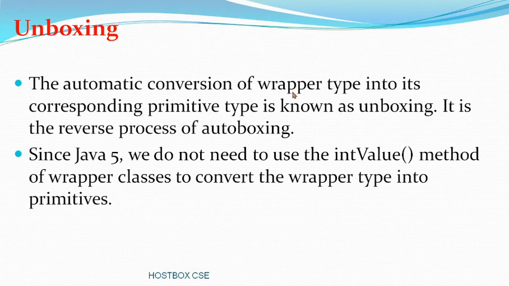And the automatic conversion of wrapper type into its corresponding primitive type is known as unboxing. Repeating again, the automatic conversion of wrapper type into its corresponding primitive type is known as unboxing. It is the reverse process of autoboxing, since we do not need to use the intValue method of wrapper classes to convert the wrapper type into primitives. So whatever we did in the previous one, we are doing the reverse.